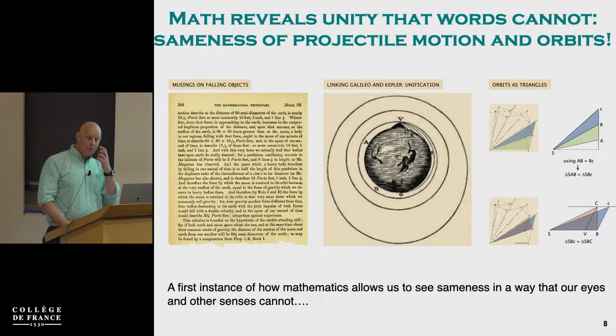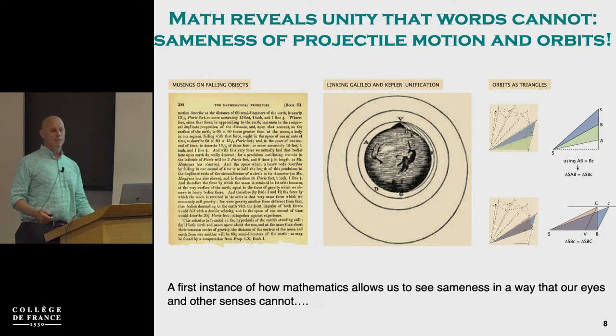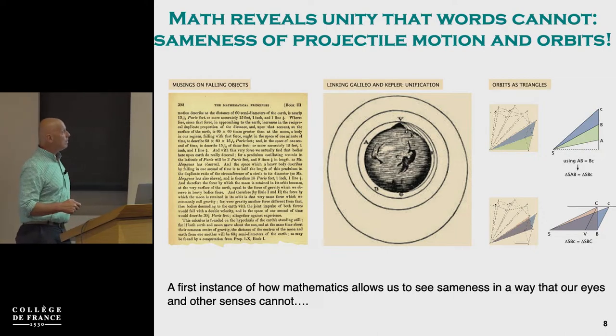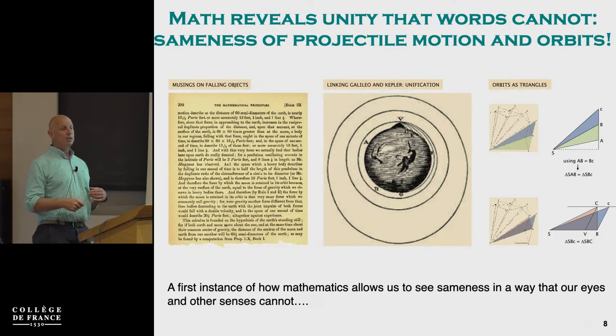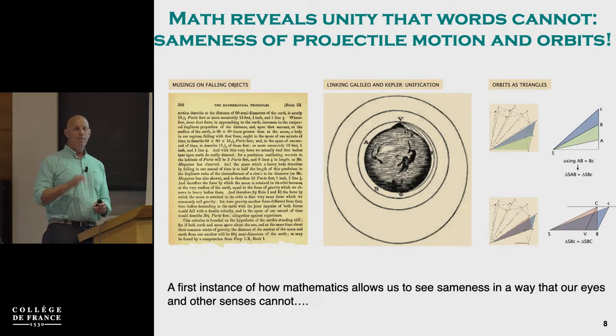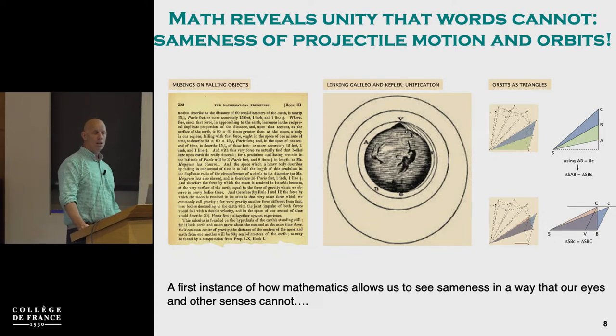So let me give you some examples of what I'm going to call sameness. I already showed this last week, but I just want to point it out again. I told you that Newton had this notion that if he stood on a mountaintop, labeled here by V, and shot a projectile sufficiently slowly, it would travel in a parabolic trajectory and fall and hit the Earth. On the other hand, if he shot it fast enough, it would keep falling over the horizon, and that's what we call an orbit.